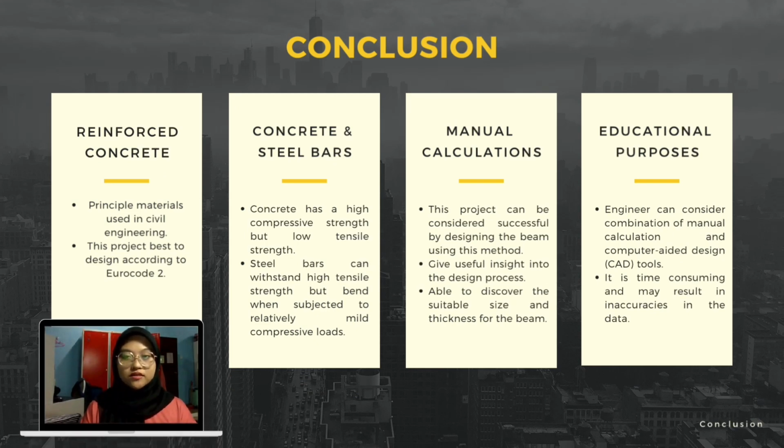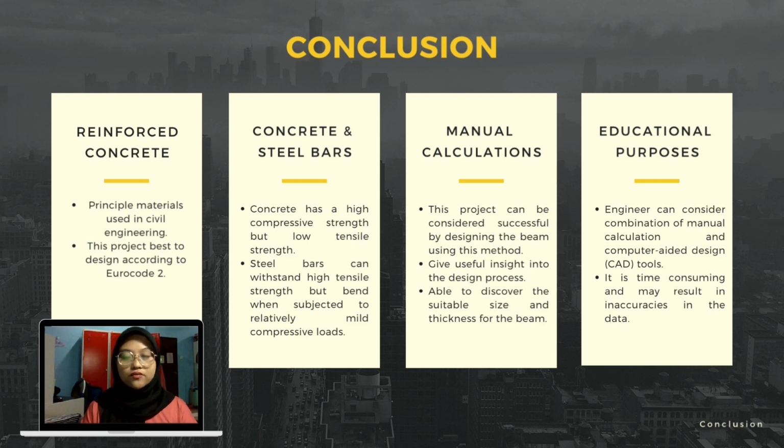Assalamualaikum and salam sejahtera. My name is Izzati Nabilla binti Roslan, matric number TF210047, and I will talk about the conclusion. Reinforced concrete is one of the principal materials used in many civil engineering applications, such as the construction of buildings, and this project is best designed according to Eurocode 2. Concrete structure design, which includes beam, slab, column, and staircase design, must be precise so as to take into account structural safety to prevent unwanted problems, such as bending and cracking from occurring.